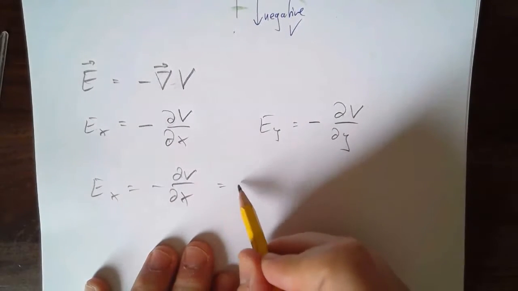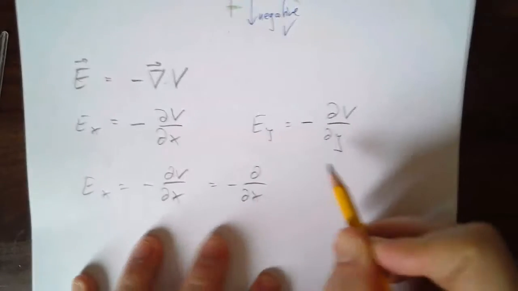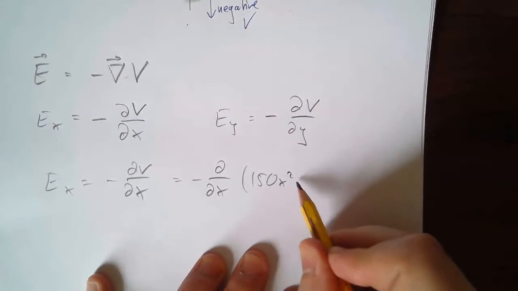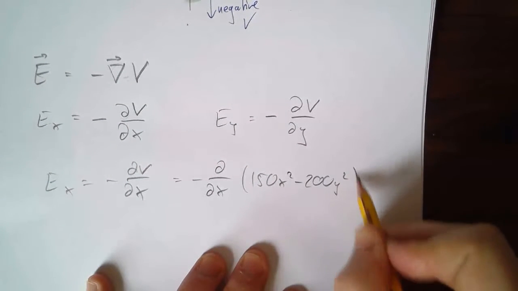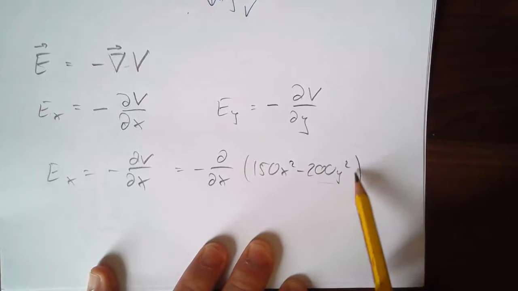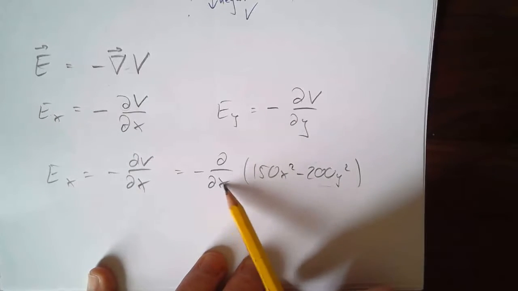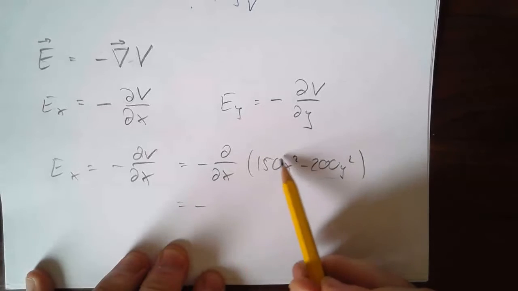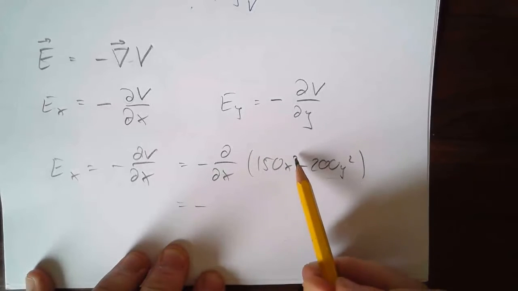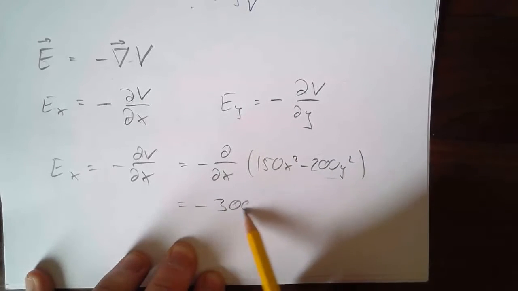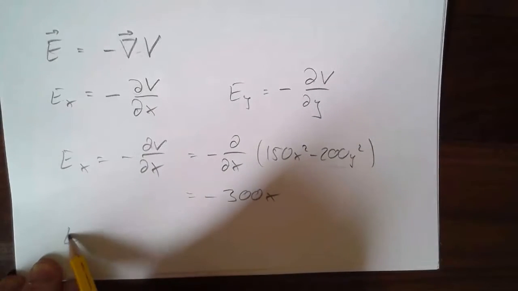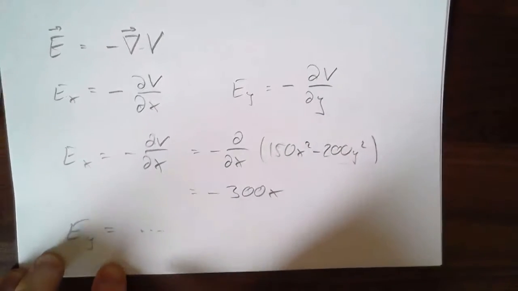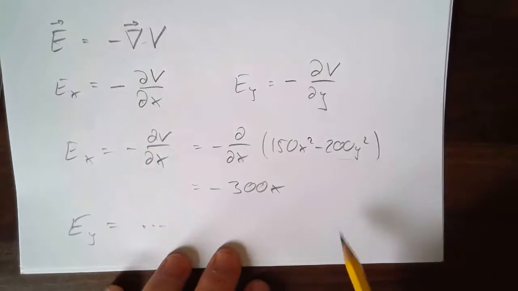V is 150x squared minus 200y squared. Well, this thing is just a constant if you're going along the x direction. So I'm just going to get minus, I'm differentiating this with respect to x, 150, take down the 2, minus 300x, and Ey, well, you figure it out. Right, same idea.